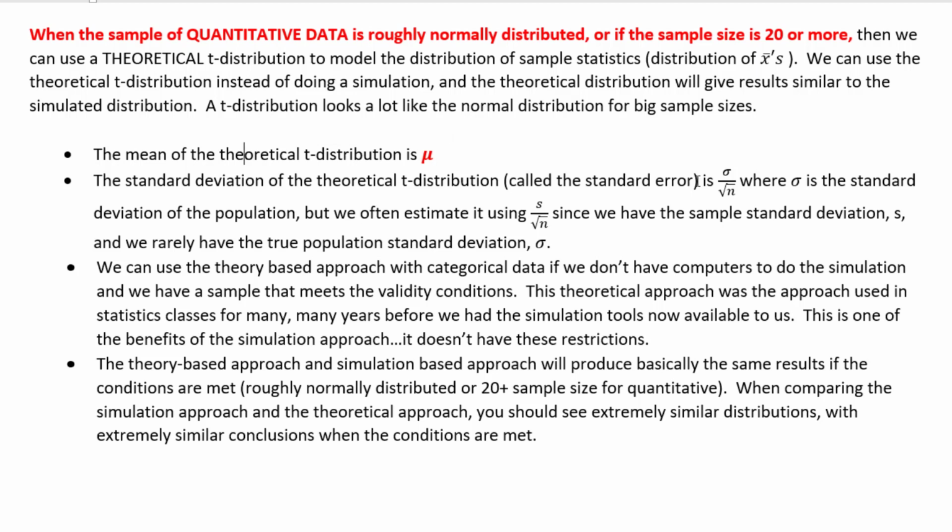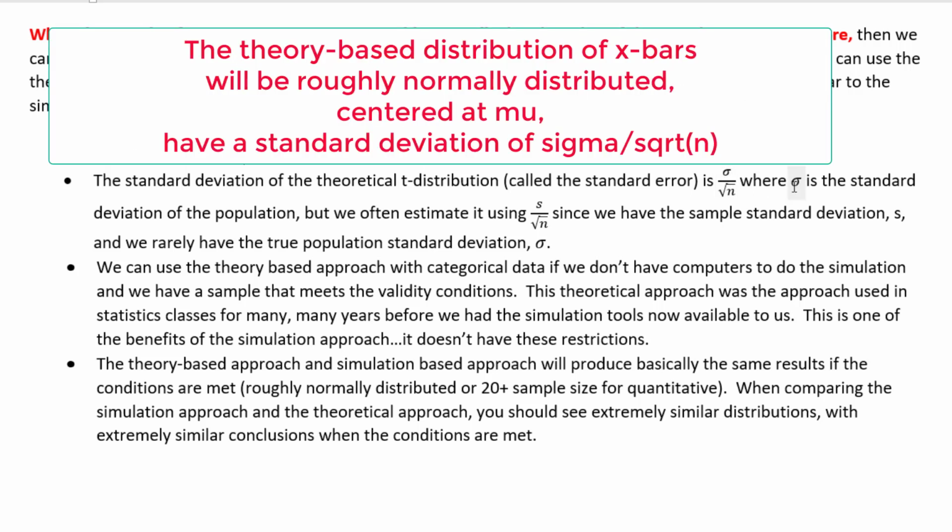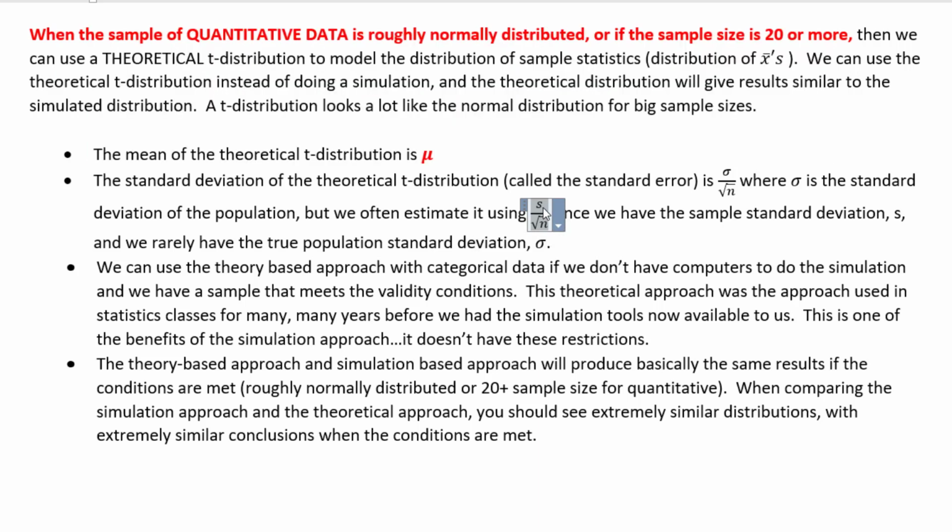And the standard error, that is the standard deviation of the null distribution, is found using sigma divided by square root of n. Recall that sigma is the standard deviation of the entire population. However, it's very rare that we would actually have a standard deviation for the entire population. So instead, we do often find ourselves estimating that standard error using S divided by square root of n. And remember, S is the standard deviation from your sample.